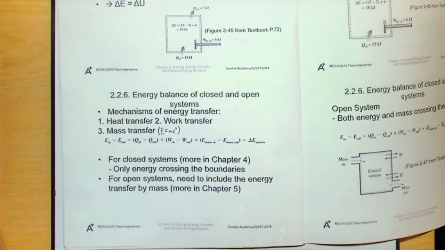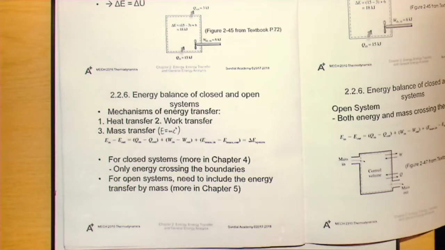As a result, we can also restate the energy balance in this kind of expression. That is E in minus E out equal to Q in minus Q out plus W in minus W out plus E mass in minus E mass out, which is equal to the delta E of the system. So we just group the terms into different groups according to the nature of energy transfer.